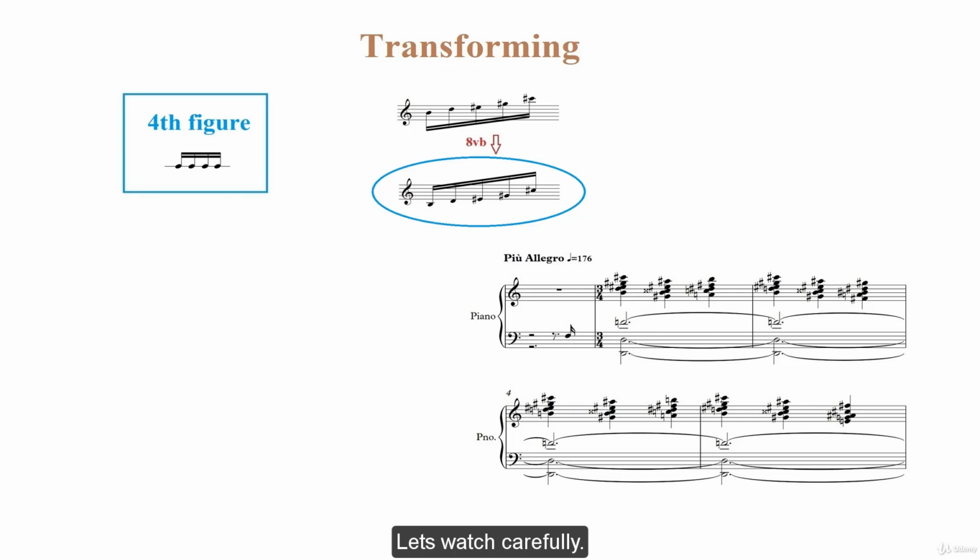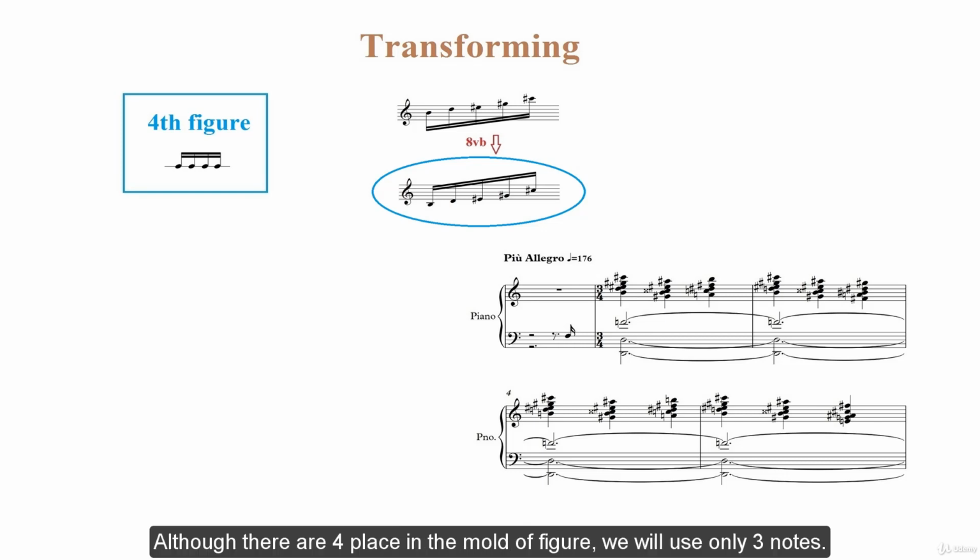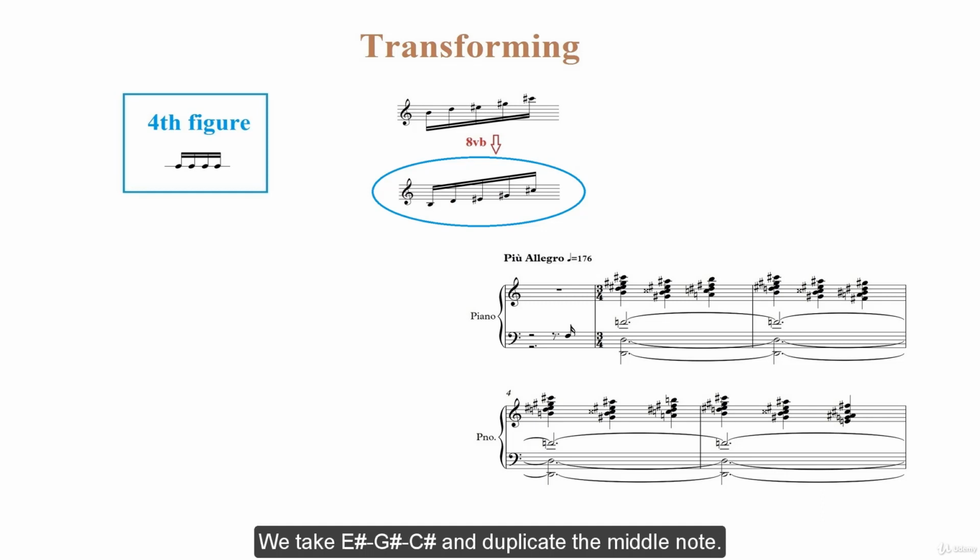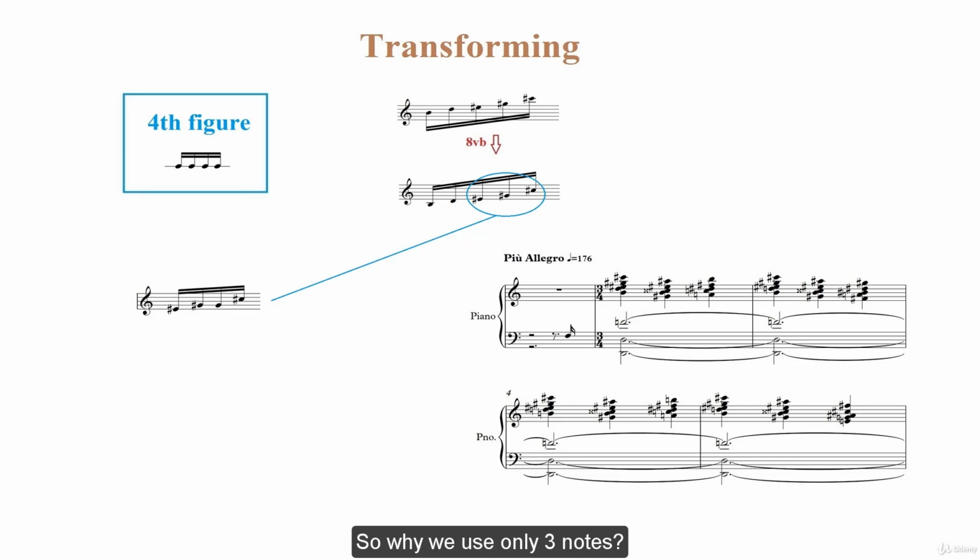Let's watch carefully. Although there are 4 places in the mold of the figure, we will use only 3 notes. We take E sharp, G sharp, C sharp, and duplicate the middle note. So why do we use only 3 notes?